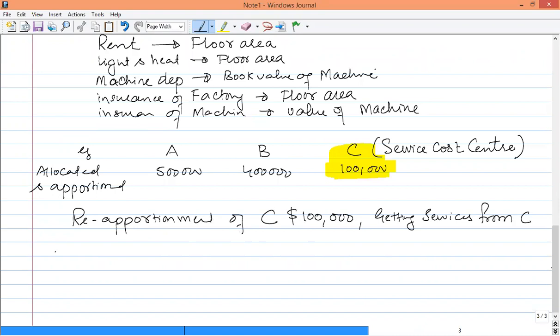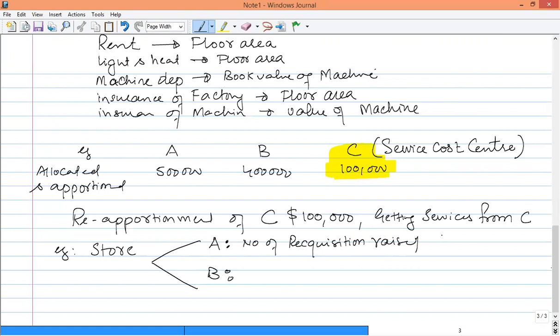For example, let's assume that the service cost center is store, and the production cost centers are getting the benefits in terms of number of requisitions raised. And A has raised 10,000 requisitions and B has raised 8,000 requisitions.